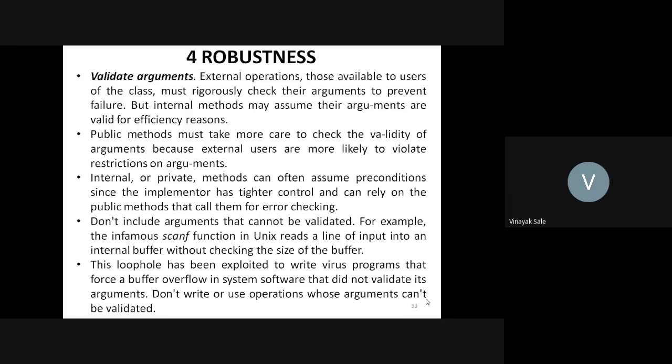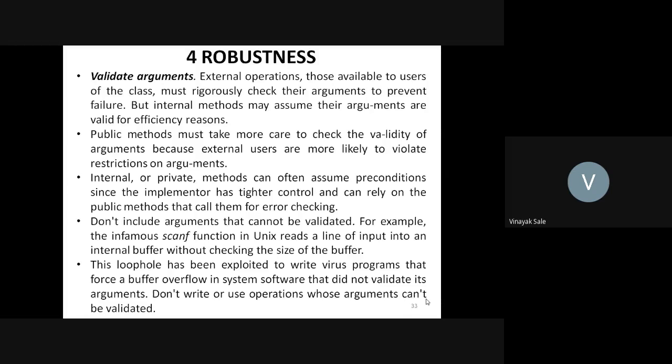Internal or private methods can often assume preconditions since the implementer has tight control and can rely on the public methods that call them for error checking. Do not include arguments that cannot be validated.